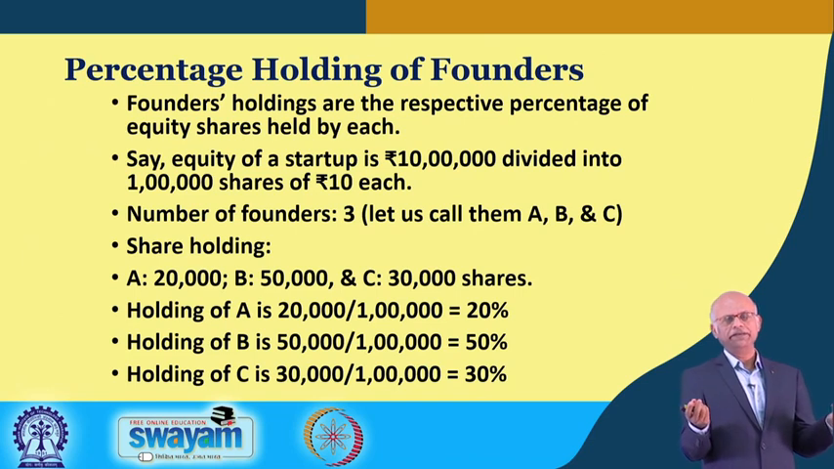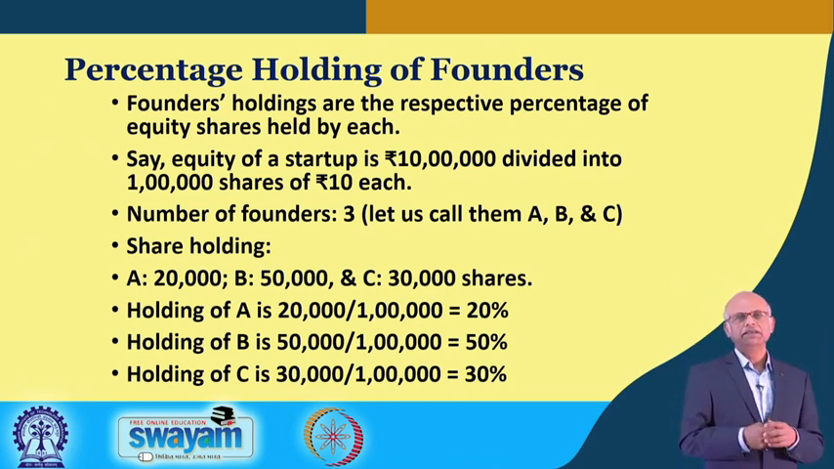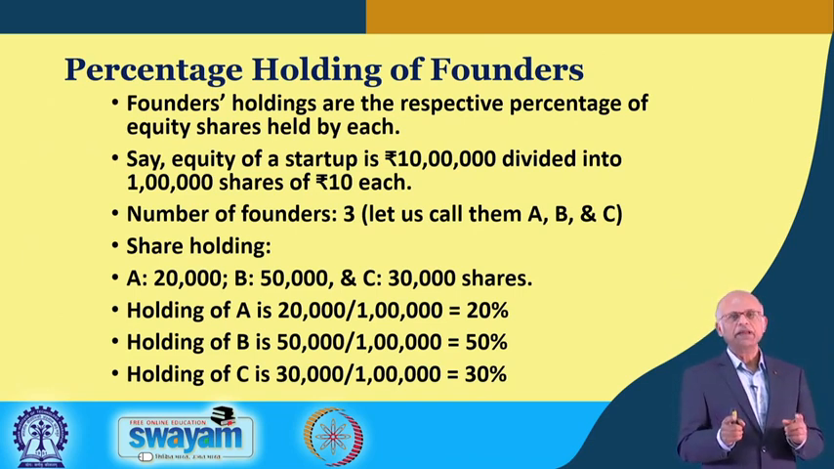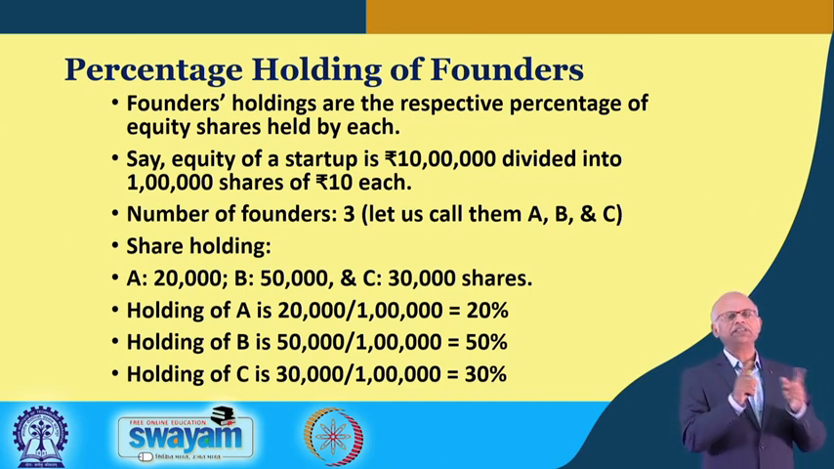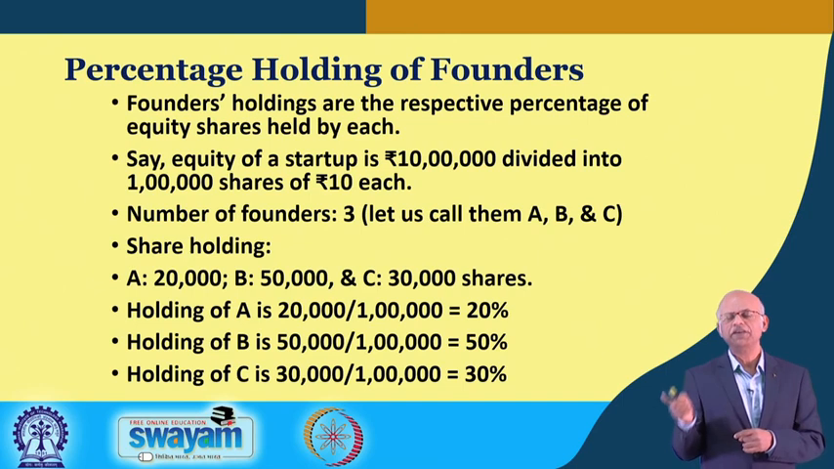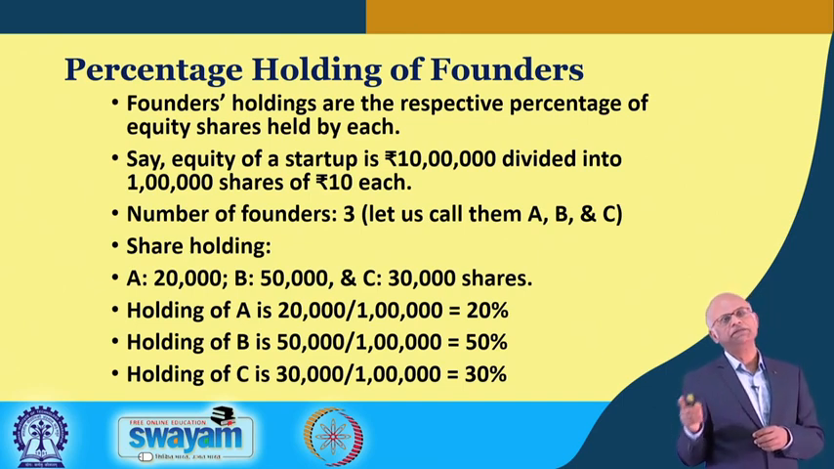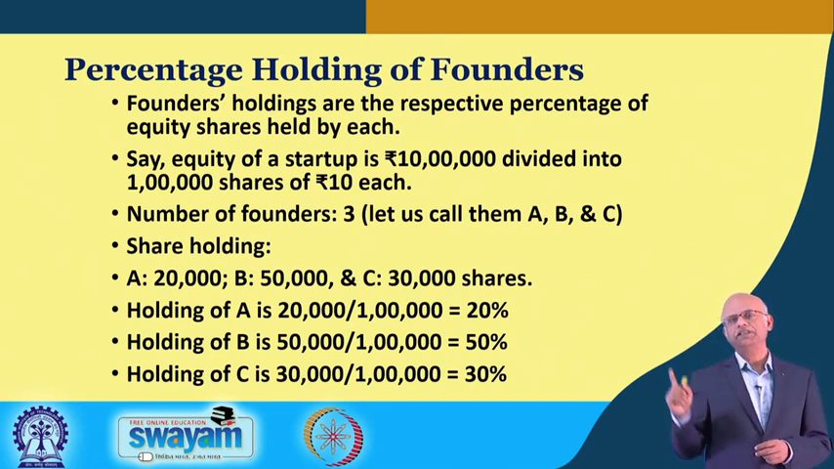So, what is the holding? The total number of shares is 1 lakh. Now, A holds 20,000 shares. 20,000 divided by 1 lakh is 20%. 50,000 divided by 1 lakh is 50%. Likewise 30%. So, you 3 guys now hold 20%, 50%, 30% respectively among A, B, C.